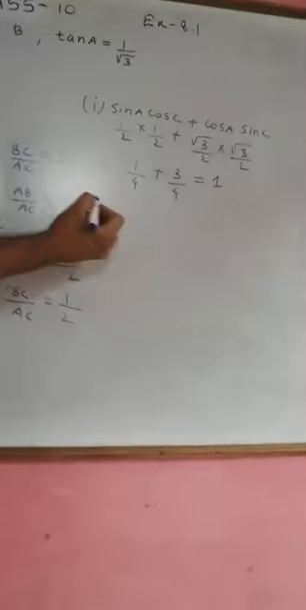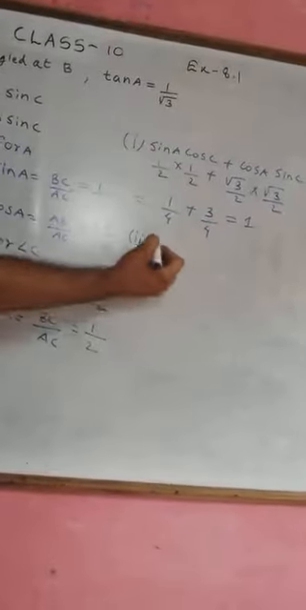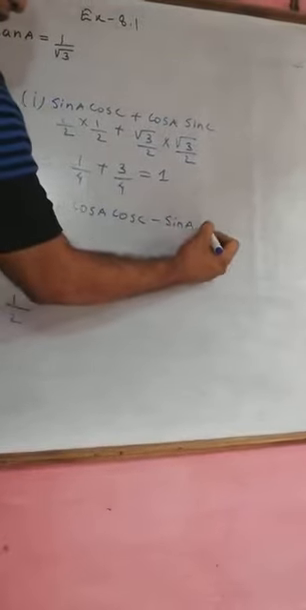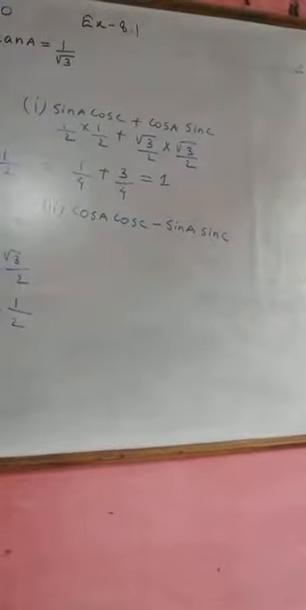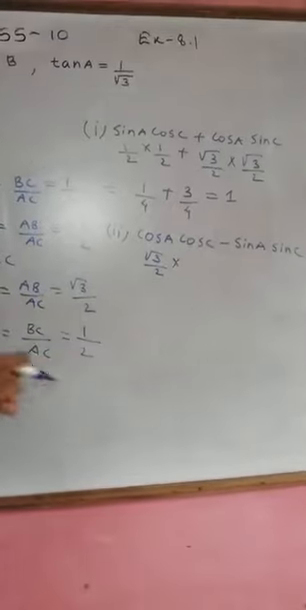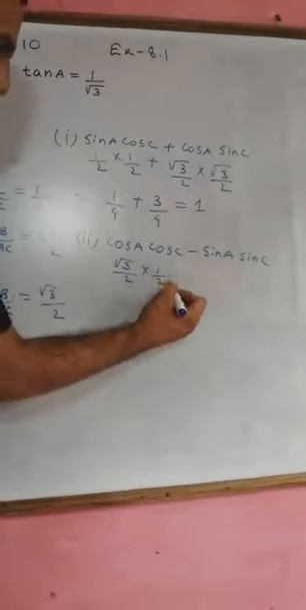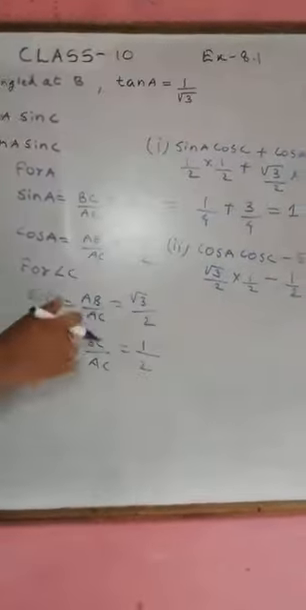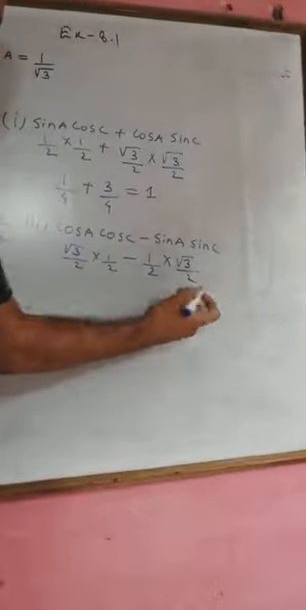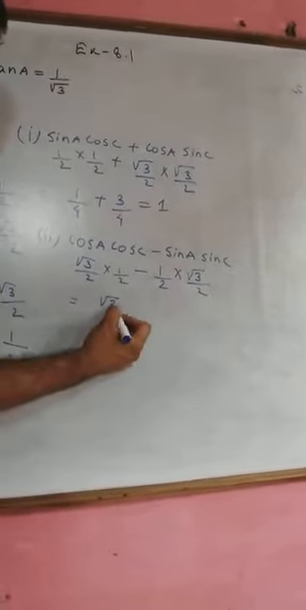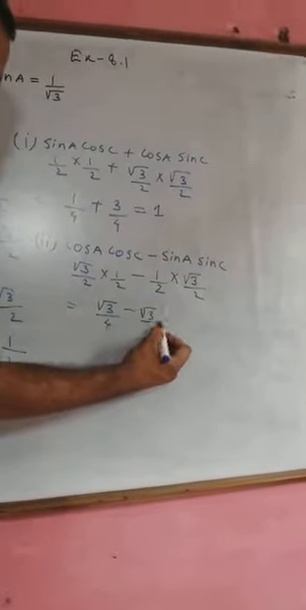Now you have to find this one, question number 2: cos A cos C minus sin A sin C. Cos A we have root 3/2, cos C we have 1/2, sin A we have 1/2, and sin C we have root 3/2. It will be root 3/4 minus root 3/4.